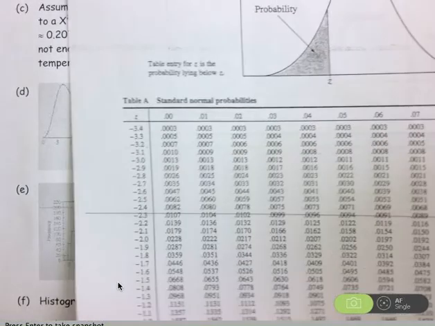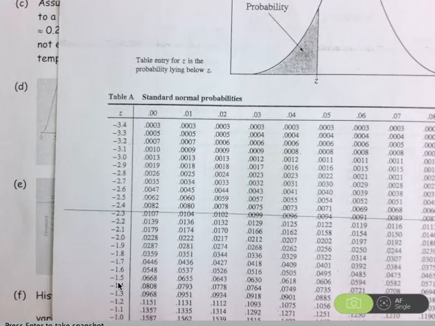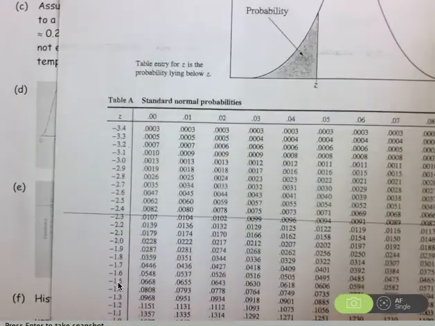So something to think about, table A is standard normal probabilities. We've calculated this either using the shade norm command or using the normal CDF command. This table here, table A, I'm not convinced that that table would be of much help to you. Here's the second part of table A.